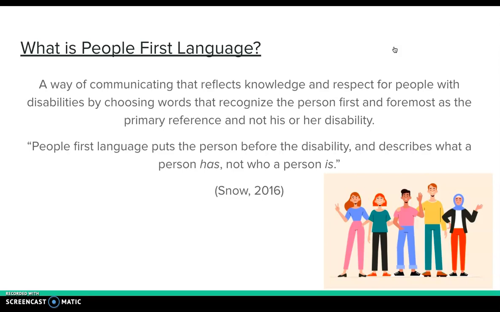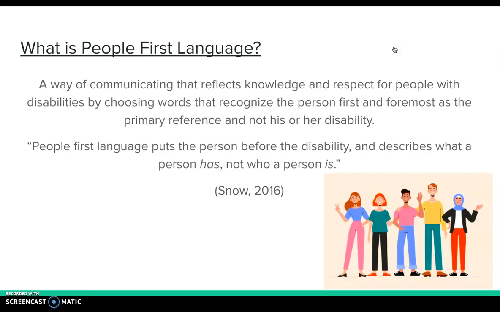First, what exactly is People First Language? Here's the first definition I'll read. A way of communicating that reflects knowledge and respect for people with disabilities by choosing words that recognize the person first and foremost as the primary reference and not the disability. So, making sure we put the person first. The disability is secondary, just simply a characteristic or something that they deal with.